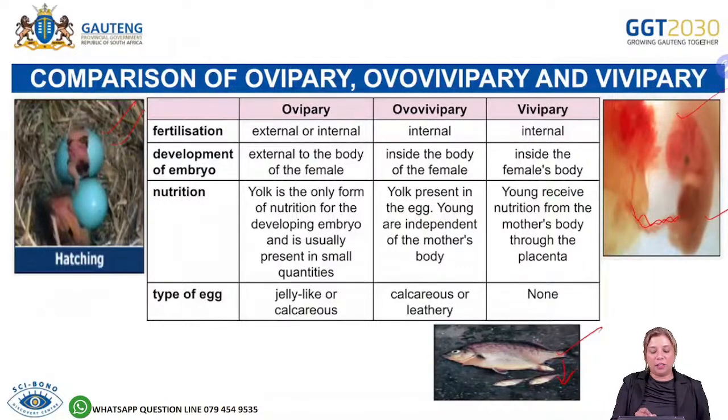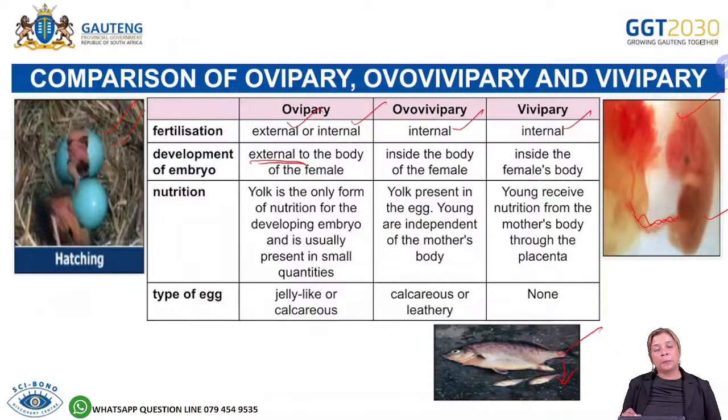Okay, fertilization in ovipary can be either external or internal. In ovovivipary, it's internal, because remember, the egg is inside the female's body and the male deposits the sperm inside the female's body and it is fertilized. And in vivipary, we know it is internal. The development of the embryo is developed external to the body, outside the body.